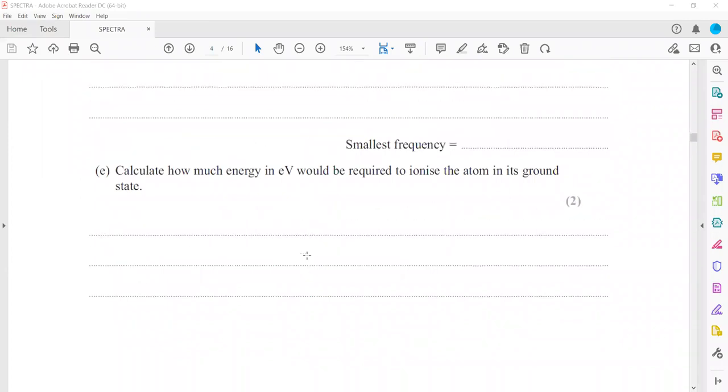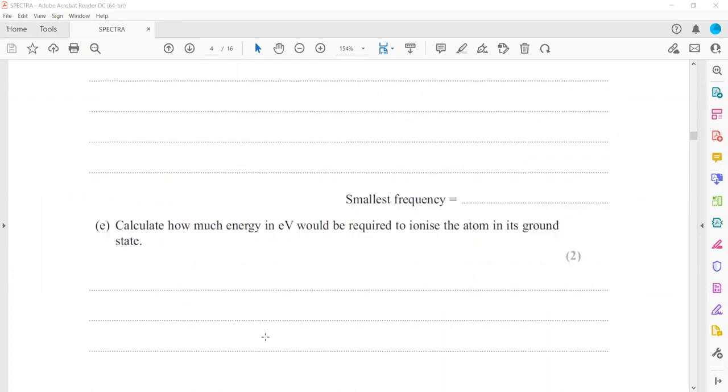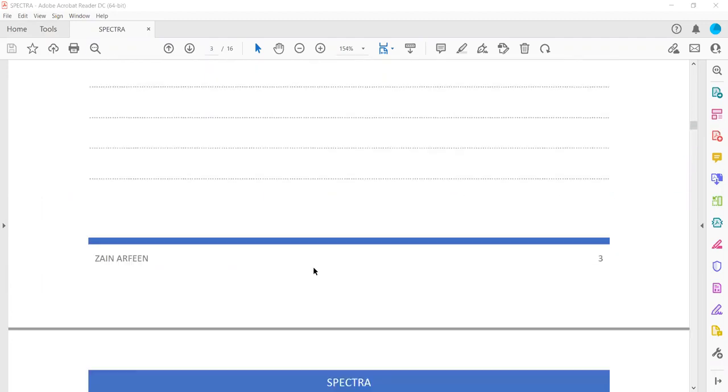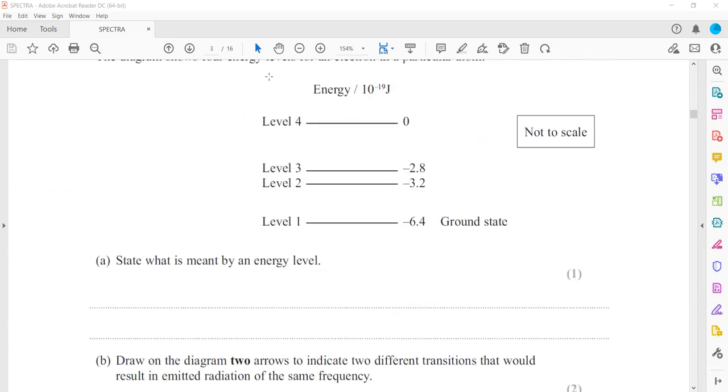Then calculate how much energy in electron volt would be required to ionize. The term ionize means removal of electron from an atom, and from a ground state. So we want to remove the electron from the ground state to outside. How much energy do we need? The difference in energy is 6.4, so energy needed is 6.4 × 10^-19 joule.